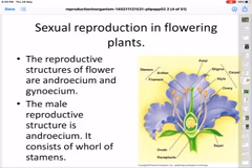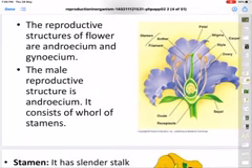Sexual reproduction, as we discussed in the previous chapter, is a reproduction that takes place with the help of gametes, male gamete and female gamete. In a flowering plant, the male gonad is the anther that produces pollen grains. So pollen grains are the male gametes, and the female gametes are the ova, or ovum singular, which is produced by the ovary. So the reproductive structures of a flower are called androecium, male structure, and gynoecium, female structure. So you can see both androecium consisting of stamen and gynoecium consisting of carpel.